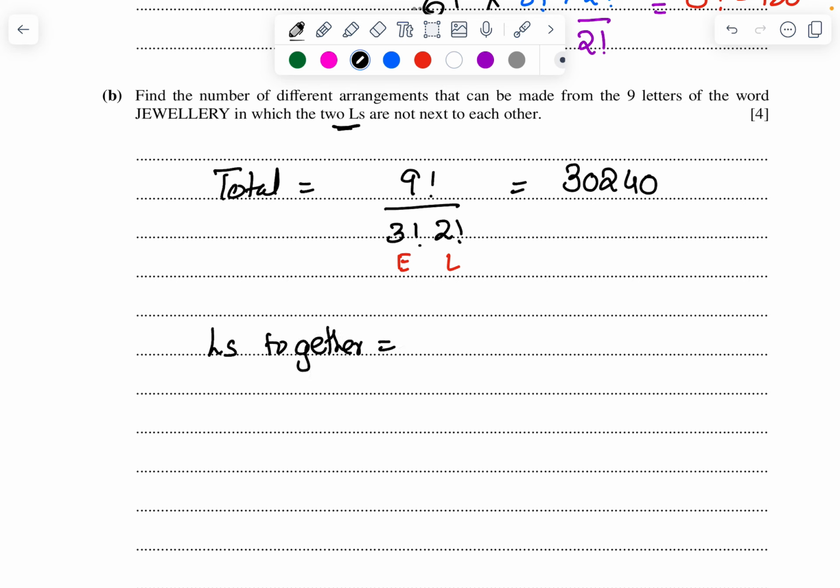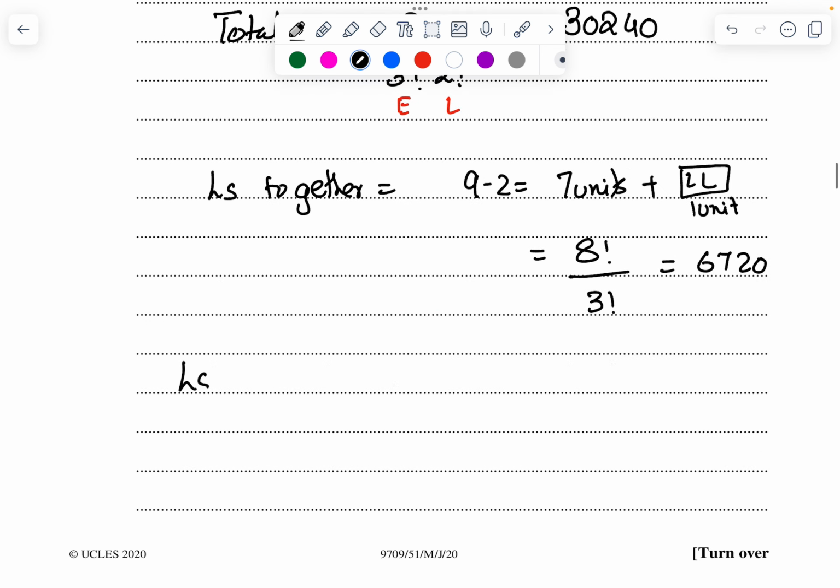Now with the L's together: 9 minus 2 is 7 units, plus those 2 L's together, which becomes 8 units. 8 factorial divided by 3 factorial, since the L's are 1 unit, which is 6720. So L's not together will be 30,240 minus 6,720, which is 23,520.